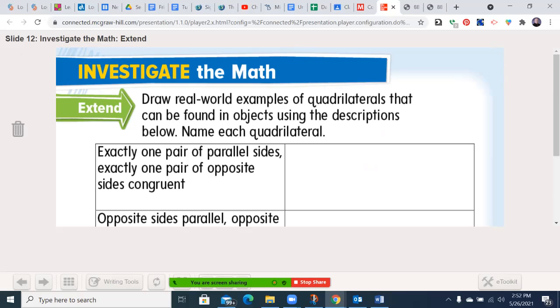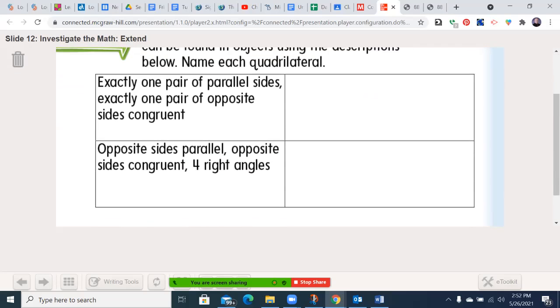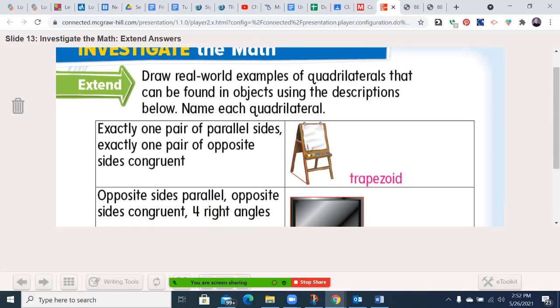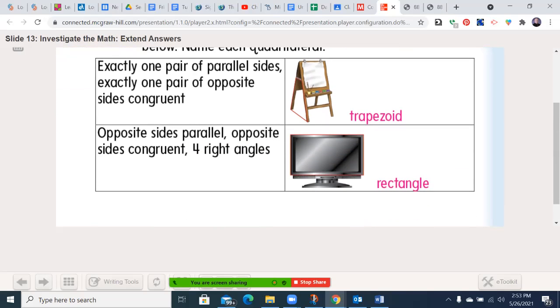Draw real-world examples of quadrilaterals that can be found using the descriptions below. And I'm going to bring this up so you know my penmanship skills. A trapezoid: 1 pair of parallel sides and opposite sides being congruent. Opposite sides parallel, opposite sides congruent, 4 right angles. Could be a rectangle. It also could be a square if those sides all happen to be congruent.